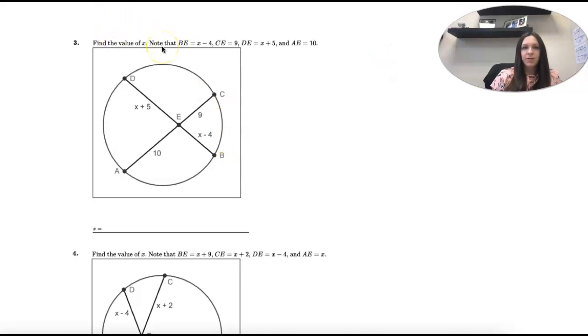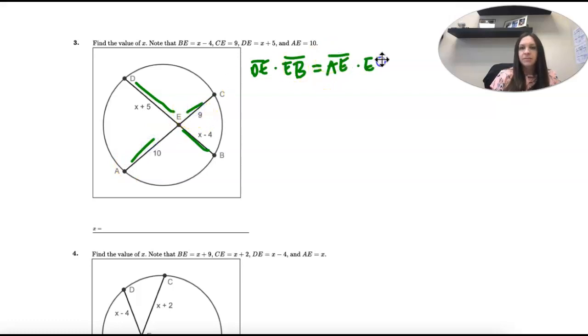Okay, number 3, similar to what we've been doing, we take our two chords, so D to E, and if we multiply that by E to B, that's going to equal AE to EC. So if I set that up right here, I have x plus 5 multiplied by x minus 4, and that equals 10 times 9.